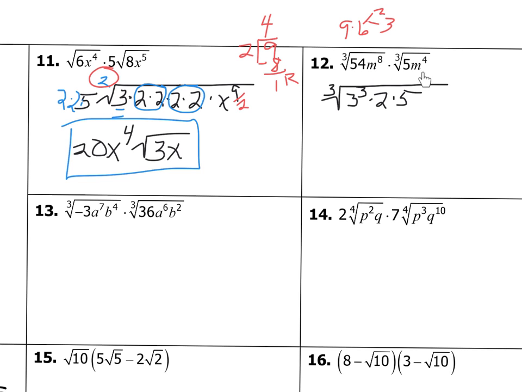And then m to the 8th times m to the 4th. Add those exponents. You get m to the 12th. Then all you have to do is take your index and divide it. I can divide that one.